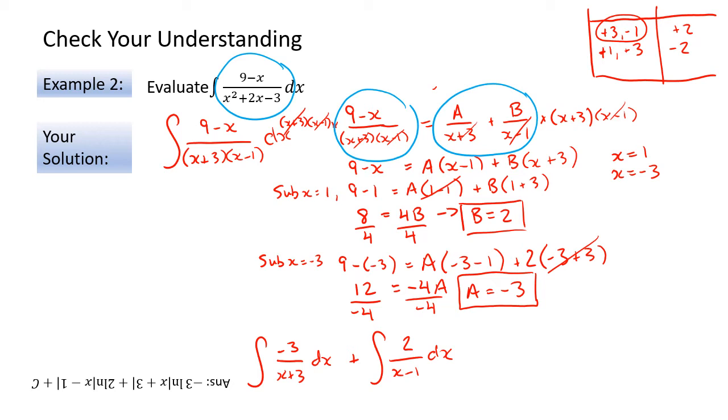So now again, we can take the integral of these easily, knowing that the integral of 1 over u du is the ln of u, the absolute value. So if we do that, we get negative 3 times the ln of the function in the denominator, x plus 3, plus 2 times the ln of x minus 1, and then obviously plus a constant.